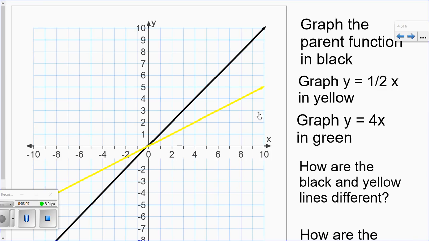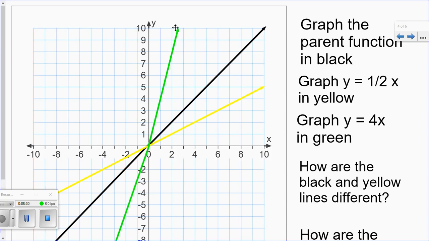We graph that in yellow, and then we're going to graph y equals 4x in green. So start at 0, I'm going to go up 4 and over 1, or I could go down 4 and over 1. Oh, that line's kind of funky. Funky monkey. Oh well, pretend it's a straight line. We know it should be crossing right here.